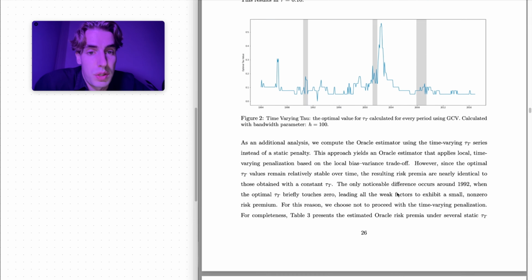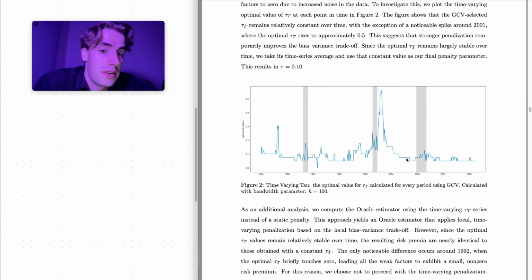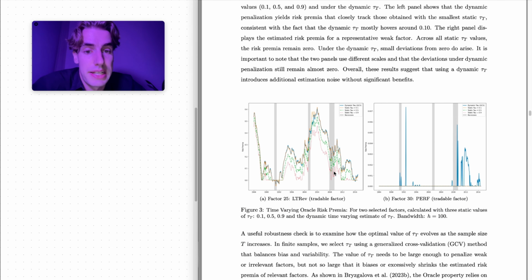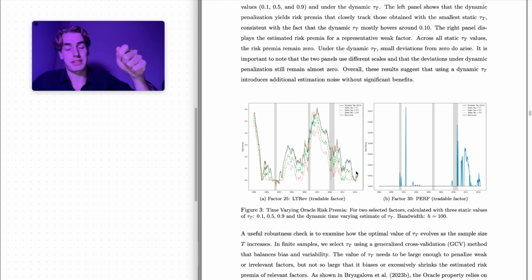Then we have a choice. Do we choose a static value of tau, or do we choose a time-varying value of tau? I choose to have a static value of tau since it is quite static, as it seems. It seems to be around 0.1. And also when we calculate the expected returns based on the tau chosen, then we calculate the oracle risk premia. And then we apply that to the beta representation to obtain the expected returns.